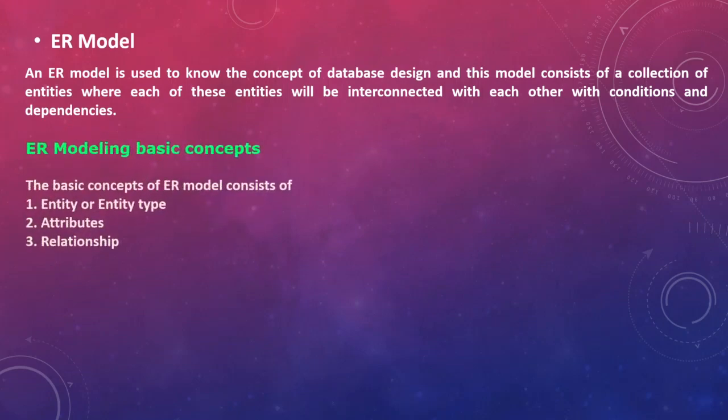In order to construct an ER model, three basic concepts are used. First one is entity or entity type. Second one is attributes. Third one is relationship. These are the three main concepts used in ER modeling.